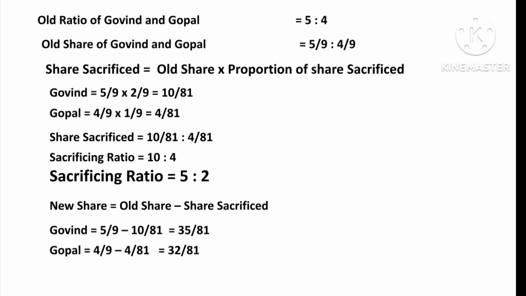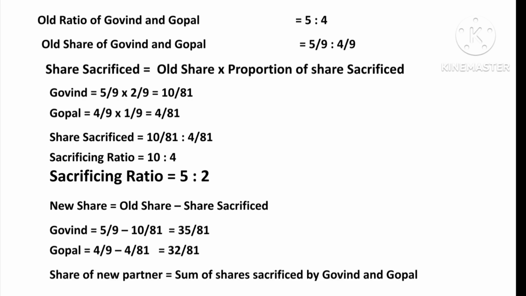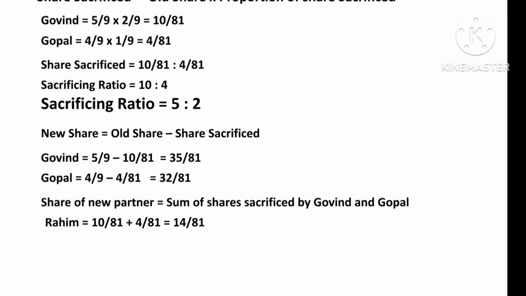Gopal. Next we go on to the new partner, who is Rahim. So again Rahim's share is not given. So as in the previous sum which we saw for Vimala and Kamala, we are going to add the share sacrificed and get Rahim's share. So the share of the new partner is the sum of the share sacrificed by Govind and Gopal. So 10/81 plus 4/81, which is 14/81.